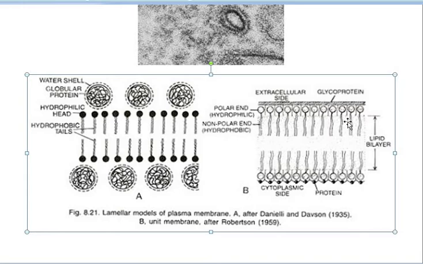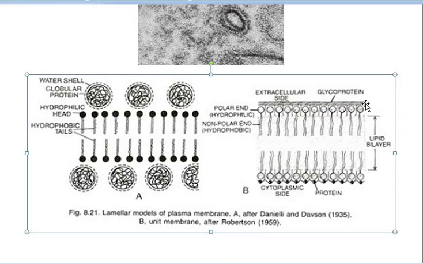Here it gives the trilaminar model, in which instead of alpha proteins he proposed extended beta proteins, and the protein layers towards the outside and towards the cytoplasm are different. Here there is a layer of glycoproteins, which we call the mucoprotein layer, and here there is a layer of beta protein which is a non-glycoprotein layer, and here is the phospholipid bilayer. There are specific thicknesses of these layers.